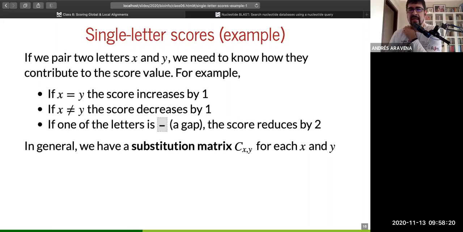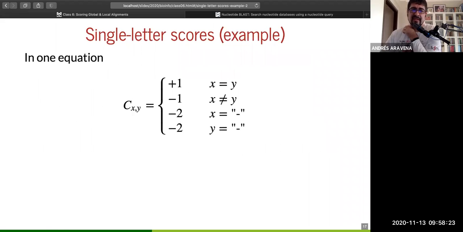Okay? In fact, the last, you can write everything in an equation like this.